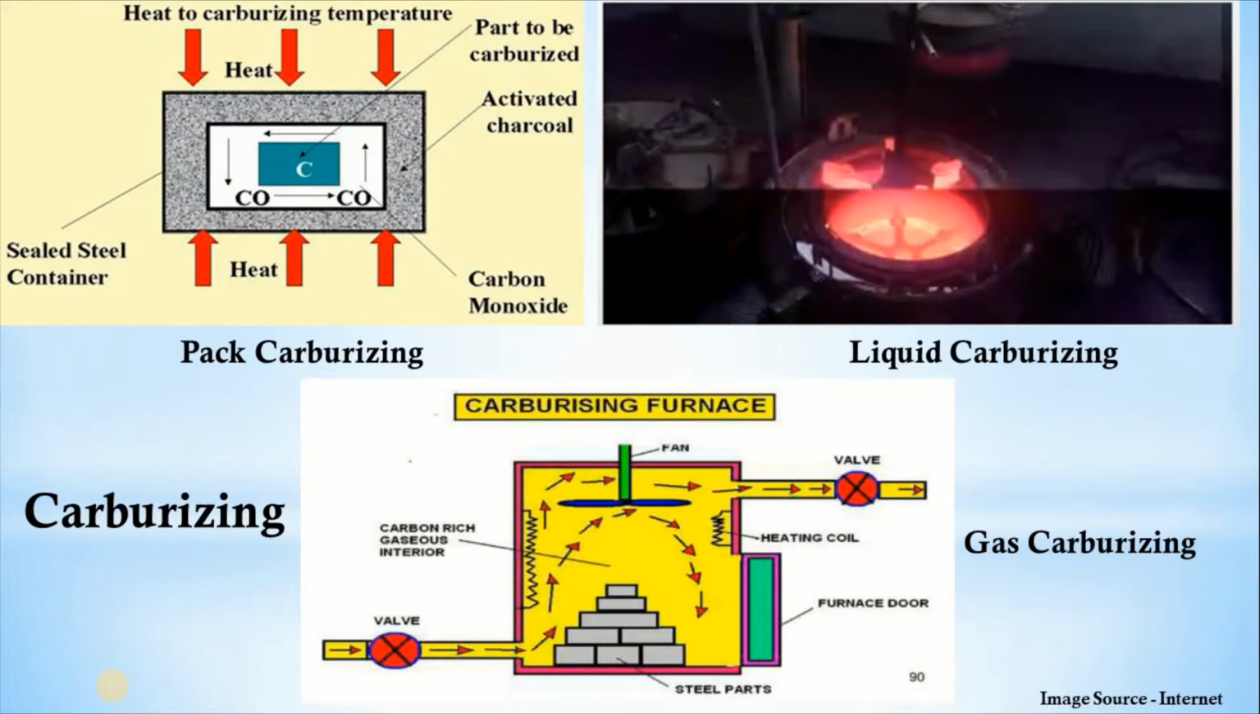As we have seen earlier, carburization used a direct application of charcoal packed around the sample to be treated. But in modern techniques, we use carbon bearing gases or plasmas, such as carbon dioxide and methane. So this is the carburizing process.